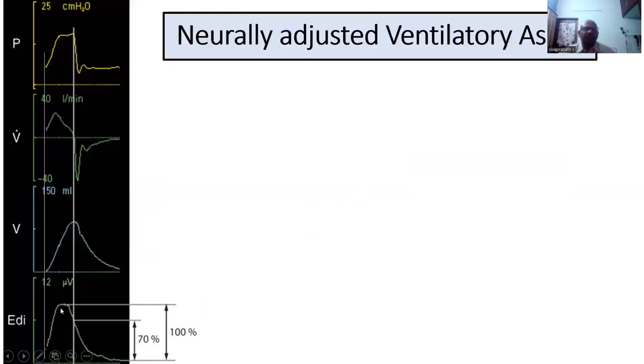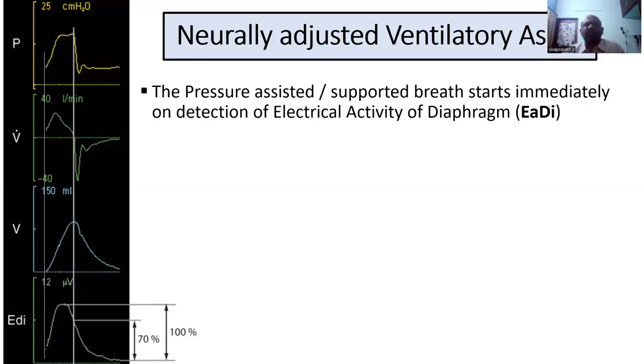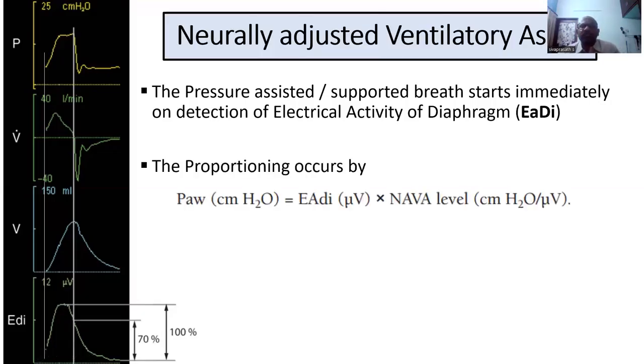So you can see here, they send an electrical sensor into the esophagus and place it near the diaphragm, where it will measure the voltage in the diaphragm. That's called EAD, or diaphragmatic electrical activity. Once that is sensed, it will trigger the patient into inspiration. The pressure assisted or supported breath starts immediately on detection of the electrical activity, thereby reducing the time delay, and this will reduce the asynchrony in the patient. It will also give a breath which is in proportion to the amount of electrical activity in the diaphragm.